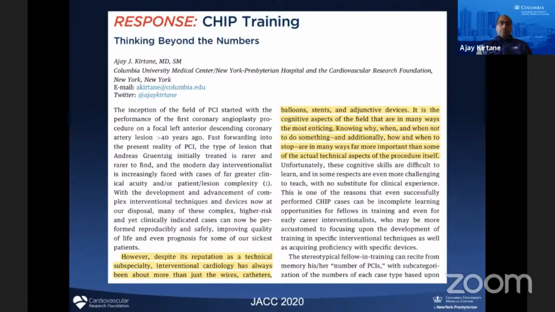I said, despite its reputation as a technical subspecialty, interventional cardiology has always been about more than just the wires, catheters, balloons, stents, and adjunctive devices. It's the cognitive aspects of the field that are in many ways the most enticing. Knowing why, when, and when not to do something, and additionally, how and when to stop, are in many ways far more important than the actual technical aspects of the procedure itself. So with that, I'll conclude. Thanks so much for asking me to speak, and I'm happy to take any questions at this time.